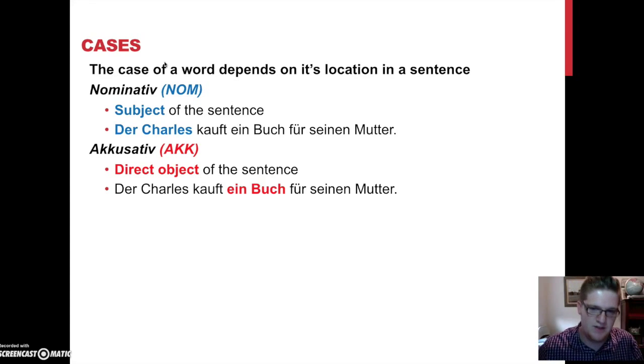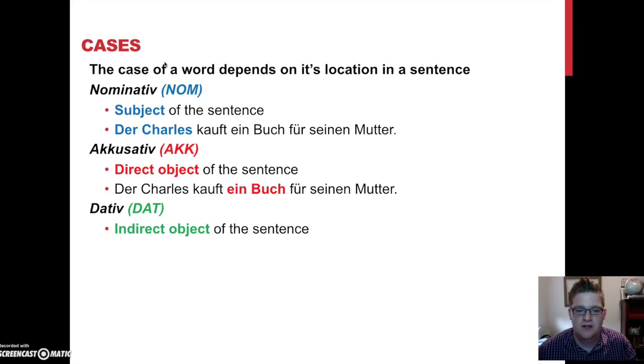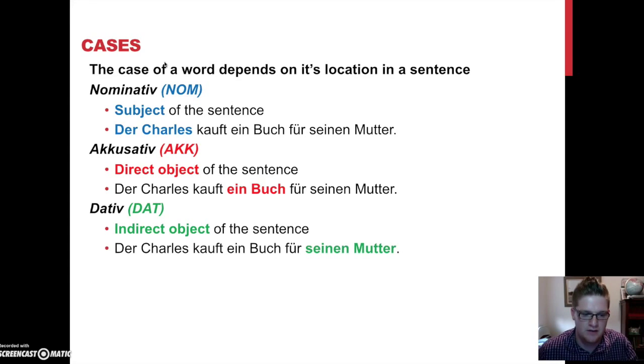And dealing with the rest of the sentence, let's take a look at the dative case, abbreviated as DAT and in the green coloring. It is the indirect object of the sentence. It is not having the verb done to it directly. However, whatever the verb is being done to is being done on behalf of the indirect object. Der Charles kauft ein Buch für seine Mutter. He bought a book for his mother. All right. If you have any more questions on that, email me. We've talked about this a whole lot. Should be fairly straightforward for you guys.